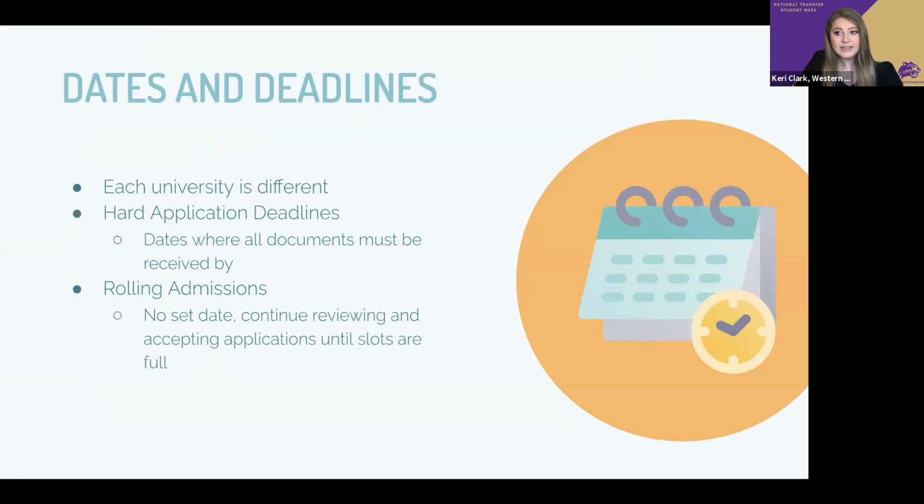And then on the opposite end of the spectrum, you've got rolling admission. So there's no real set date. They may have a date where they suggest that you have materials in by, however, they will continue reviewing and accepting applications until their next entering class is all full.